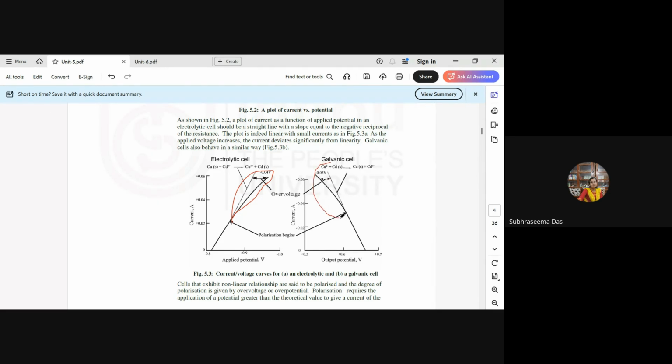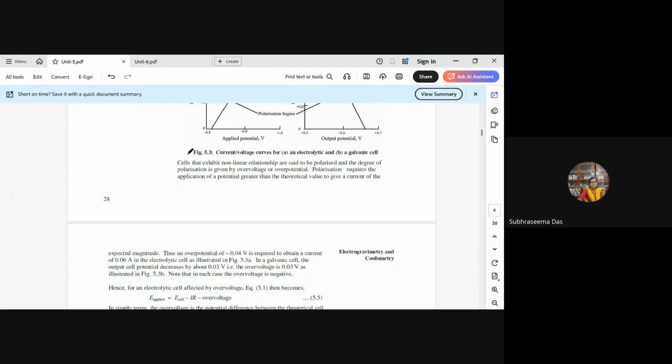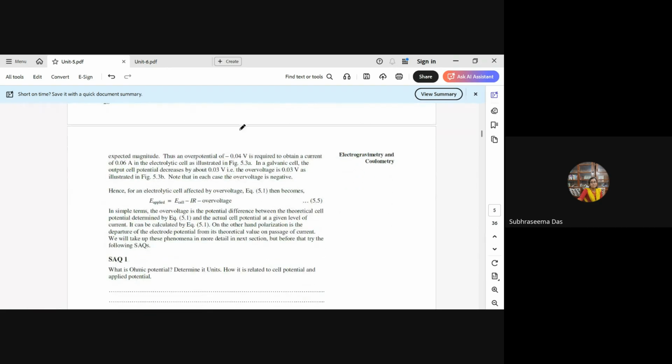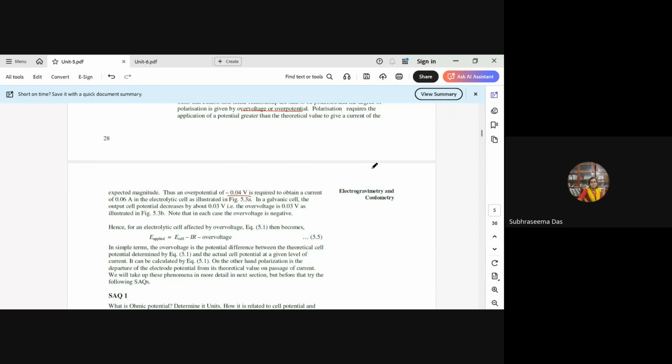So here, this is due to the difference between the theoretical part and the practical part. Cells that exhibit non-linear relationships are said to be polarized, and the degree of the polarization is given by overvoltage or overpotential. Now, this is an important concept, the concept of overvoltage or overpotential. Polarization requires the application of a potential greater than the theoretical value to give a current of the expected magnitude. Thus, an overpotential of minus 0.04 volt is required to obtain a current of 0.06 ampere.